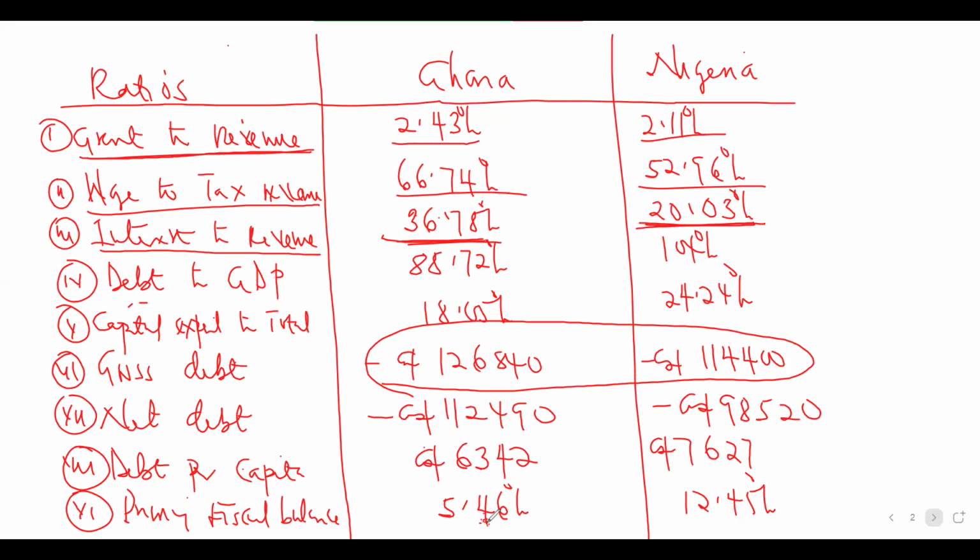So if you cannot say all this in place, just what you have calculated, just put it there. Okay, for the year under consideration, interest expense forms 36.78 of the revenue of Ghana as against 20.03 of Nigeria. This means that Ghana is using more of their revenue to service their debt interest than Nigeria. So Nigeria is able to manage their borrowings better than Ghana. So in terms of interest to revenue ratio, Nigeria is doing better in managing their interest than Ghana. Full stop. You move on. Okay.